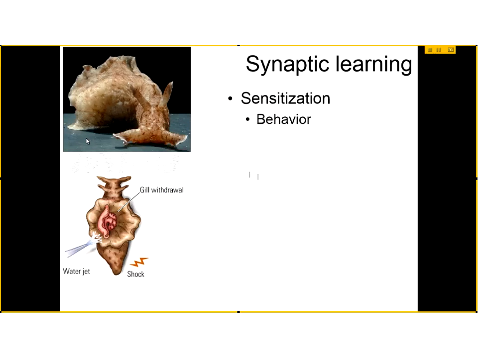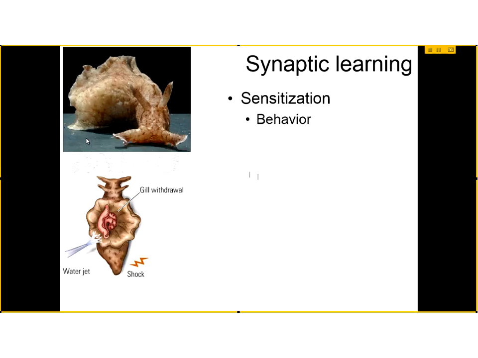Now, another form of non-associative learning that we can see is called sensitization. Sensitization is also non-associative, so that means we're not trying to associate two things. It's just some change in behavior. Our definition of sensitization is an increase in responsiveness due to continued stimulation. So we see there's an increase in some type of response due to some type of stimulation.